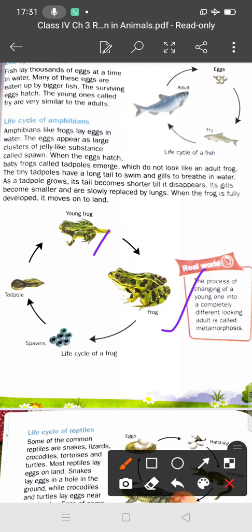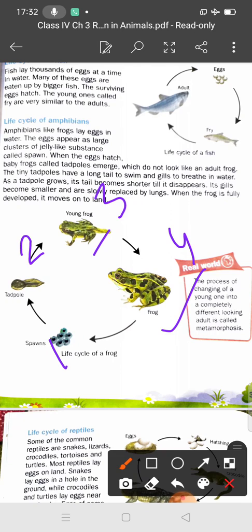How many stages are present in the frog? 4 stages. 1, 2, 3, 4. So the tiny tadpole has a long tail to swim and gills to breathe in the water. And when the tadpole grows, the baby frog's tail becomes shorter and disappears, and the gills are converted into lungs. And when the frog is fully developed, it moves on the land.